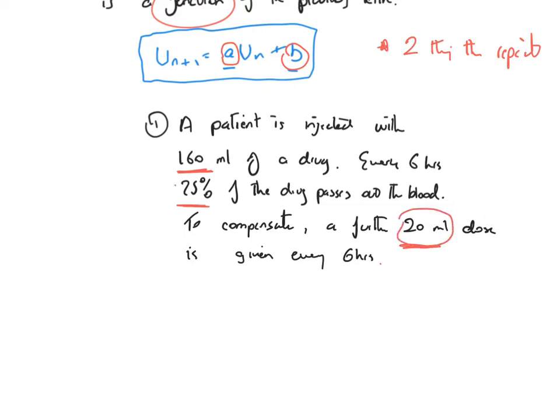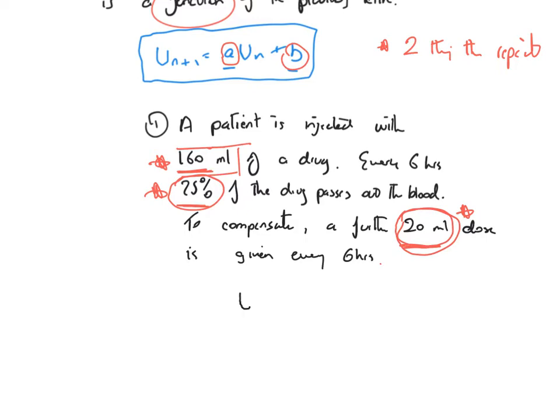However, what does repeat is every 6 hours, 25% of the drug passes out the bloodstream, and to compensate, a further 20 millilitre dose is given every 6 hours. So the two things that repeat in the question are that 25% of the drug passes out the bloodstream every 6 hours, and a further dose of 20 millilitres is administered. The 160 millilitres is just the thing that starts you off. It's not repeated. Okay, so let's put that into the recurrence relation.